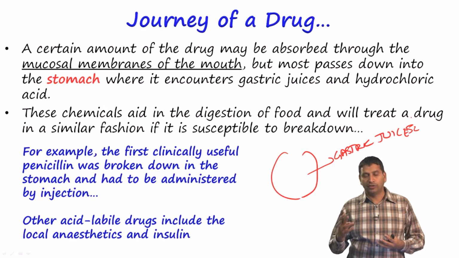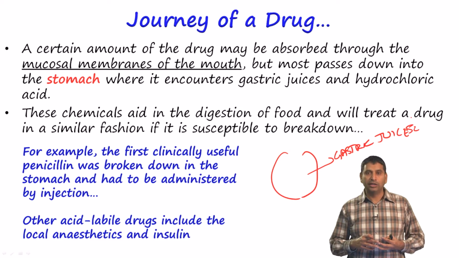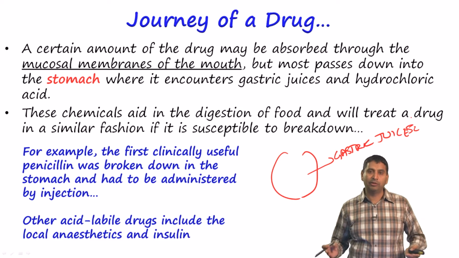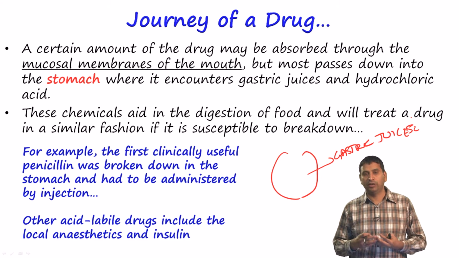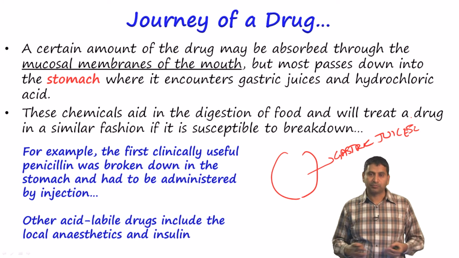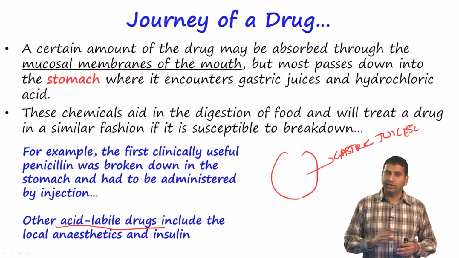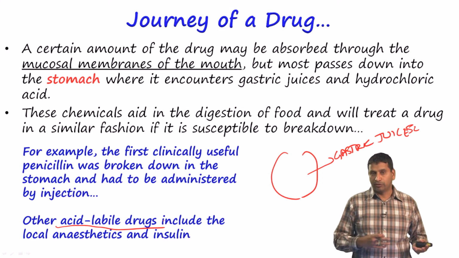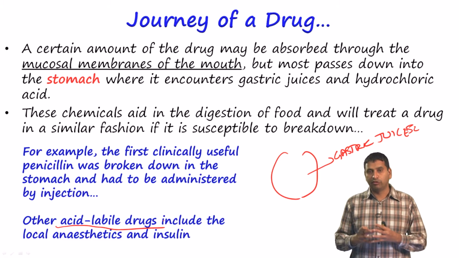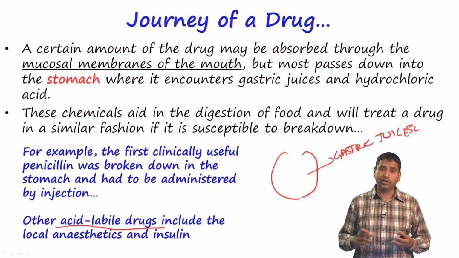For example, the first clinically useful drug penicillin, when it is administered through the oral route, is actually broken down in the stomach. It is extremely unstable in acidic medium. So, even before it gets to the bacterium, which is where it has to act, it is actually broken down. These types of drugs are known as acid labile drugs. And so, acid labile drugs are not useful to be given orally, and some of the other examples are fairly large proteins such as insulin or even local anesthetics. These are actually administered either through the blood or through inhalation.